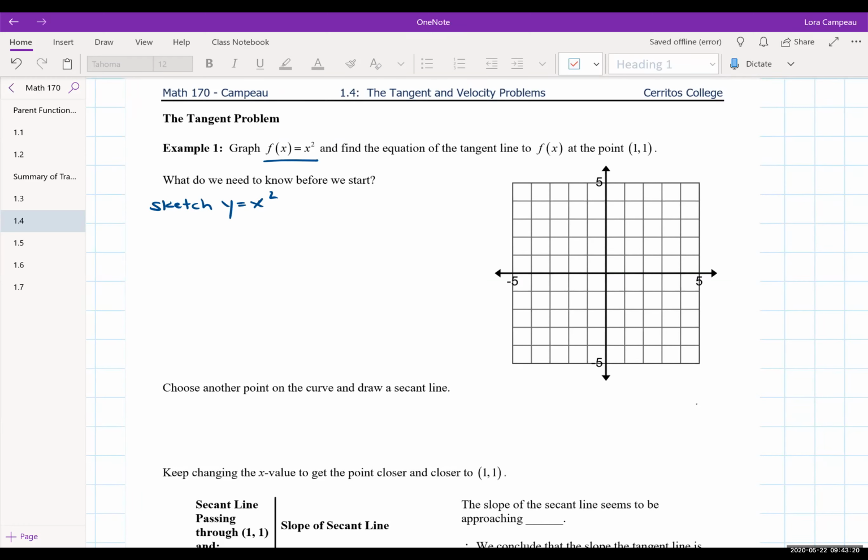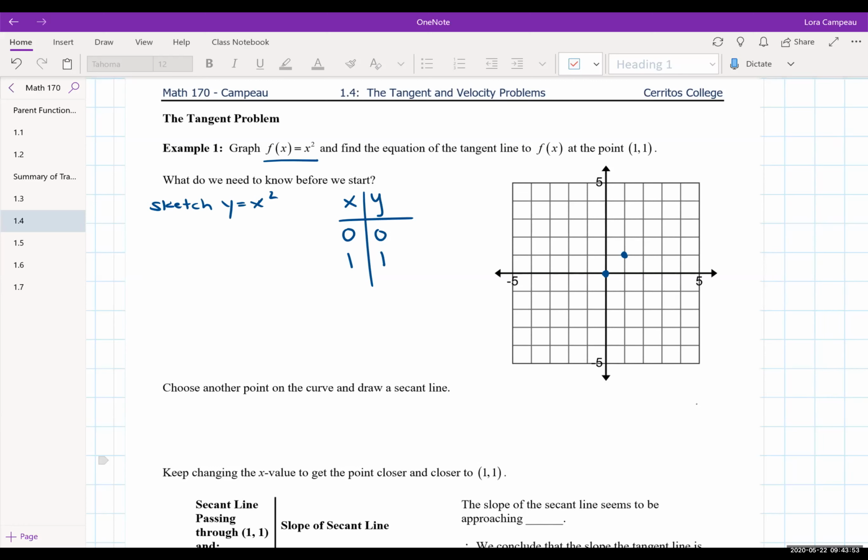So normally what I do with these parent functions is I always like to make a nice XY chart. So I'm going to do that right here. So X and Y. And I have a few of my favorite points. I'll start at X equals 0. So Y is 0 squared, which is 0. I'll plot that right here, (0, 0). At x equals 1, when we square 1, we also get a 1 back. So that would be (1, 1). Plot that on the right as well.